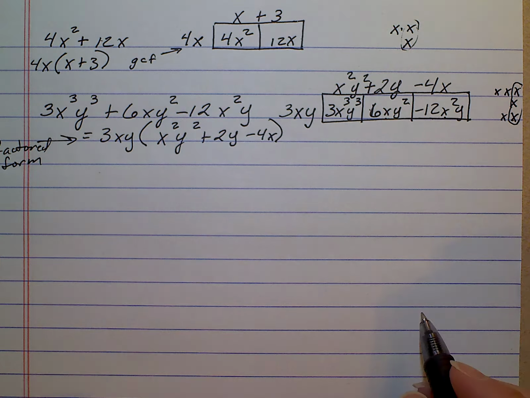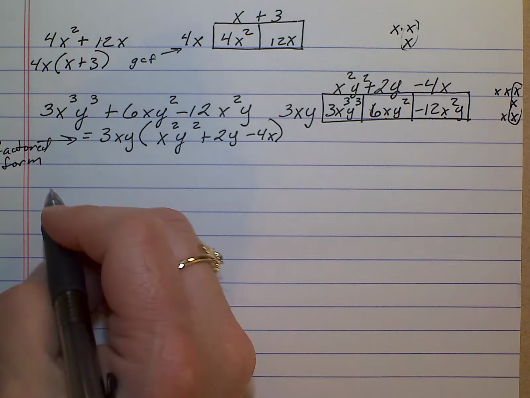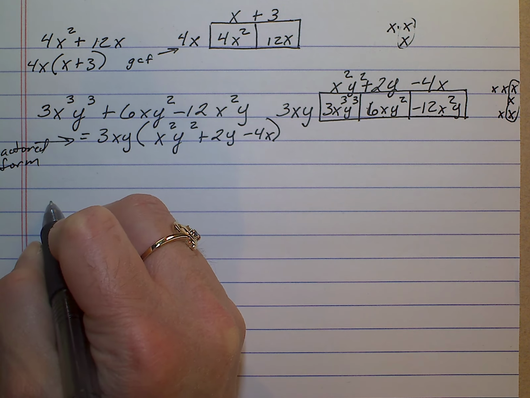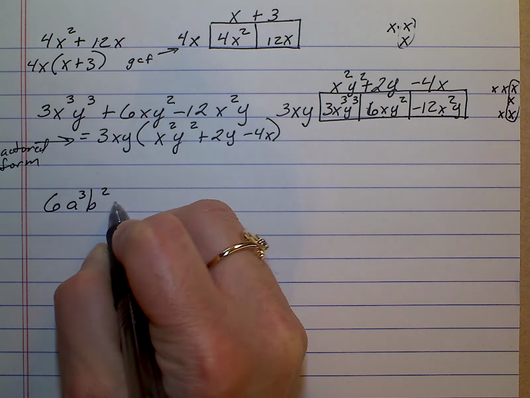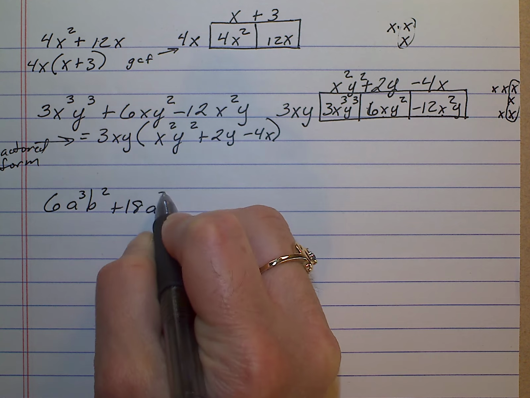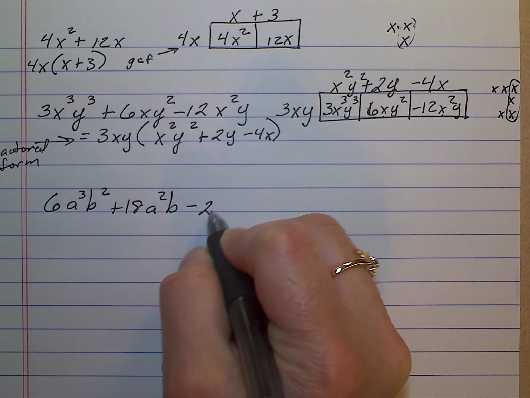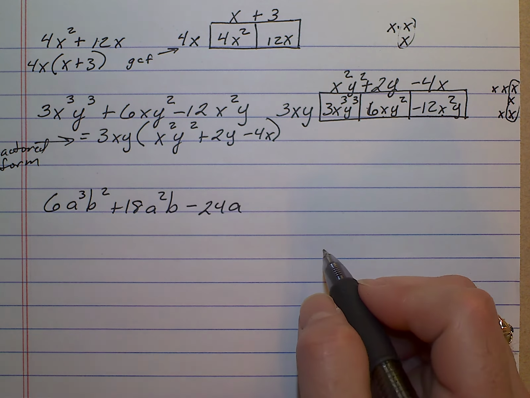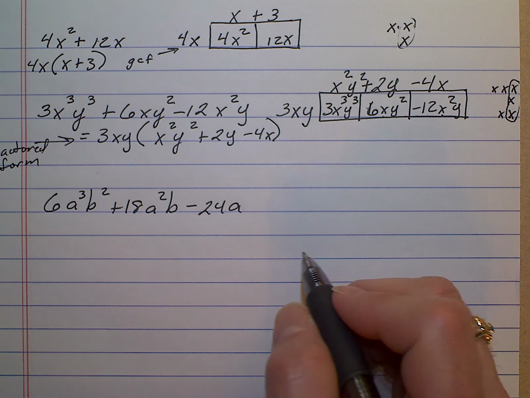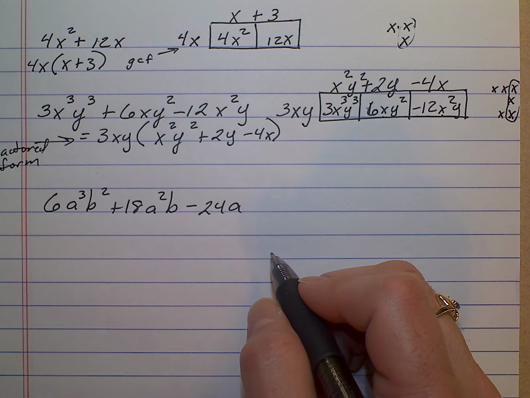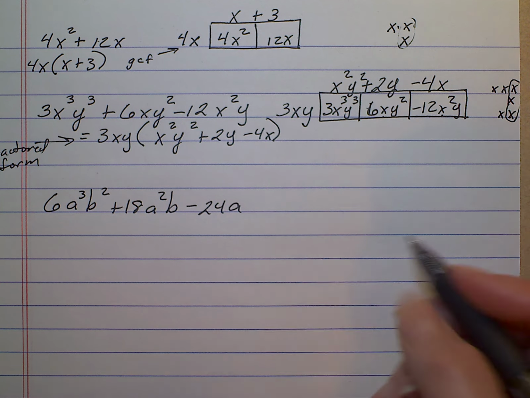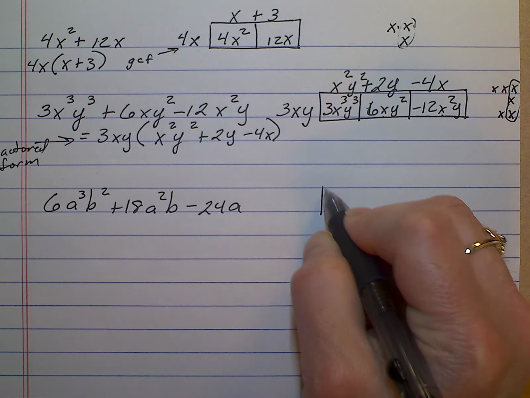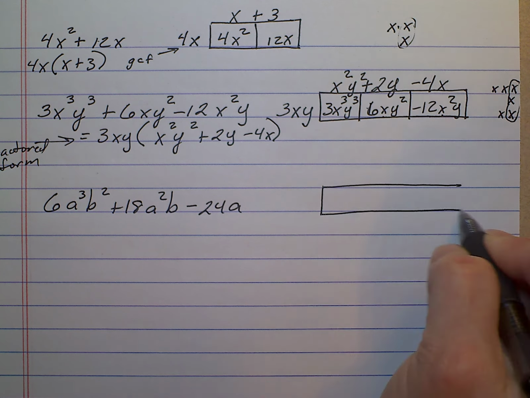That's pretty neat, huh? Alright, let's try that again. I have 6a to the third b squared plus 18a squared b minus 24a. I would like for you to stop the video here and see if you can do that yourself. So just hit pause and try it again. Alright, let's see how you did.